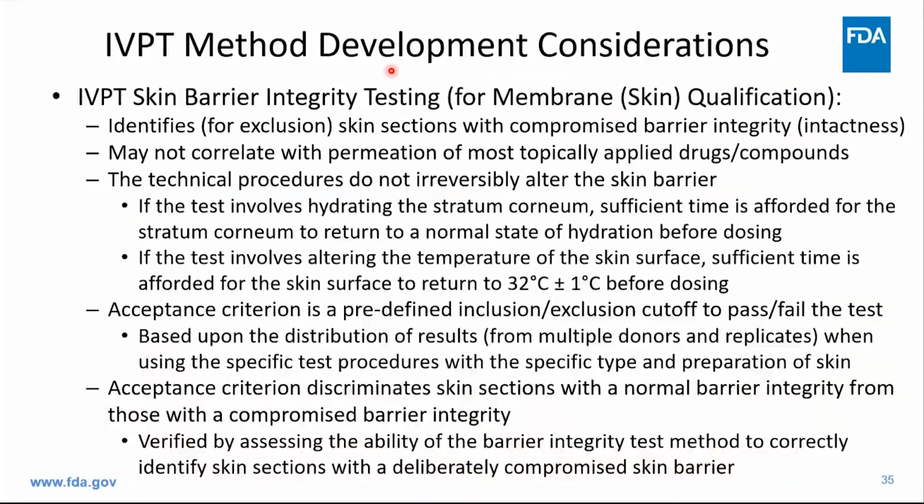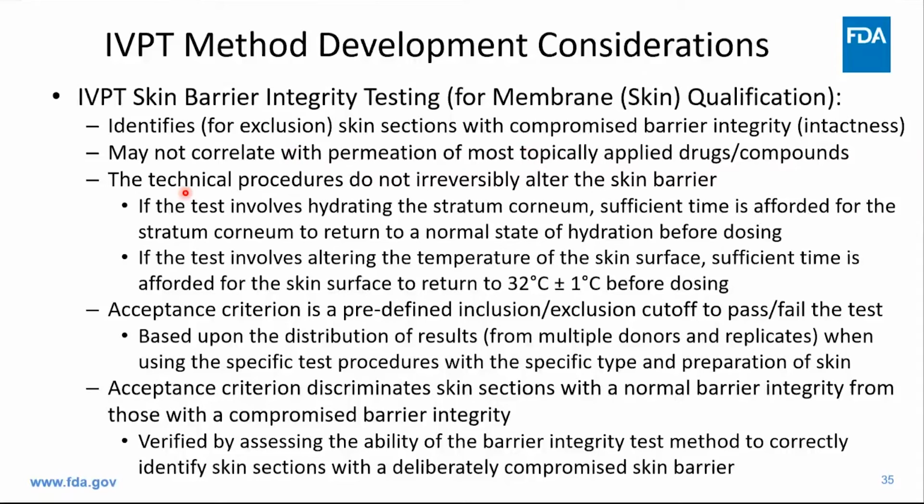Now, when it comes to the skin barrier integrity test, the goal here is to identify and exclude skin sections with a compromised barrier integrity. If there's a tear or a rip or a hole in the skin, it's not intact. Now, this test may not correlate with the permeation of the subsequently applied compound. This test is typically based upon the flux of water through the skin barrier, and so the flux of hydrophobic compounds that you may apply later may be different on a particular donor's skin.